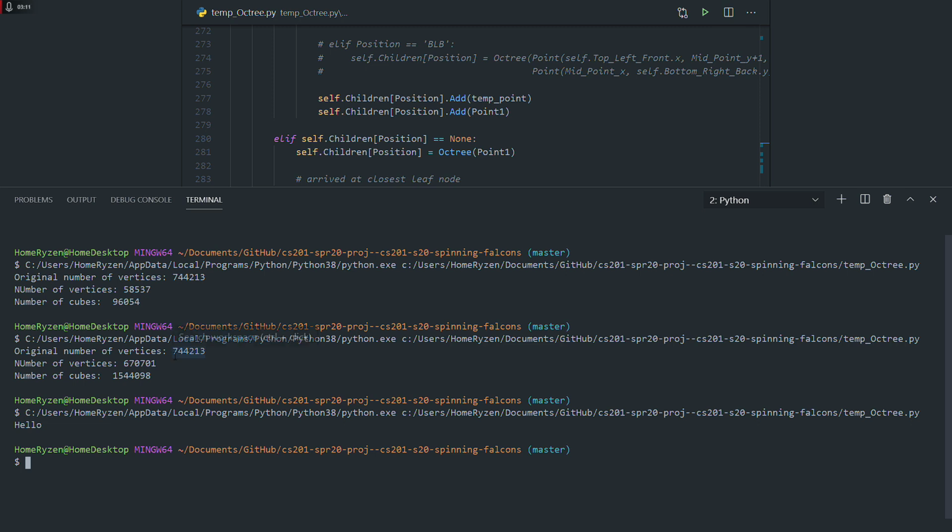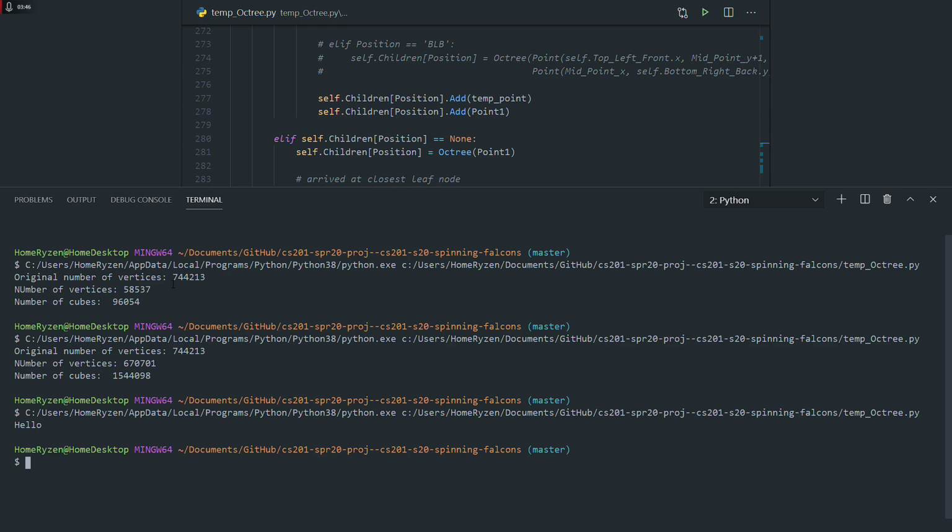And here we have an octree of depth level 12, and the original number of vertices is still the same, 744,000, and the number of vertices this time that we were able to store in the octree is 670. And the cubes are much larger because for each vertex that we store, we have to create multiple cubes. And we can see that there needs to be a balance between these two cases, where we get compression from the original number of vertices, but the visual fidelity more or less remains the same, depending on the purpose that we are using our octree for.